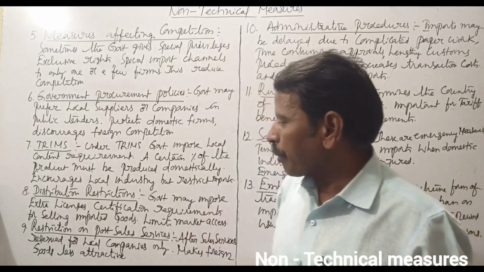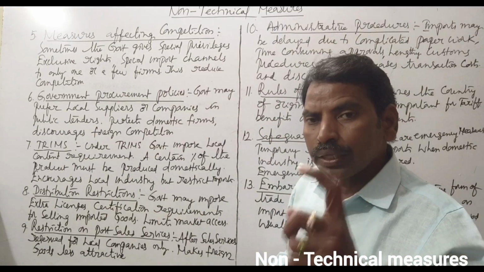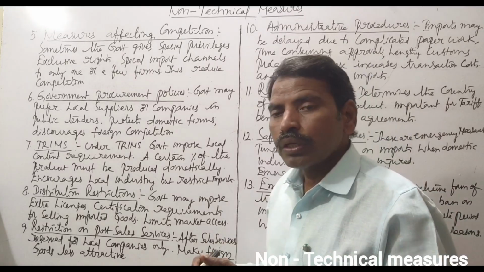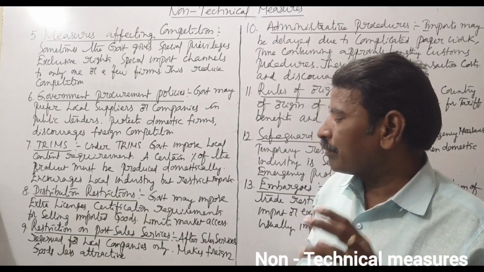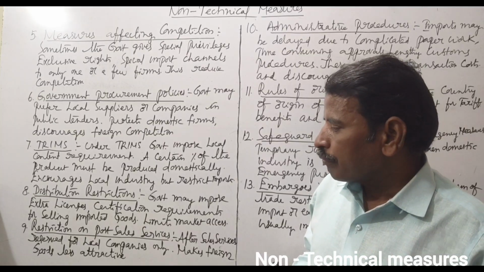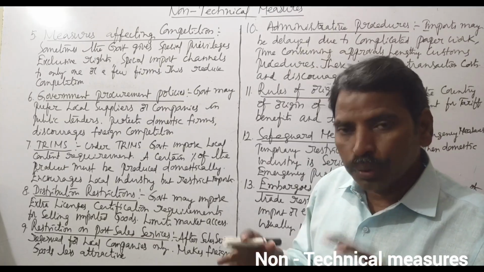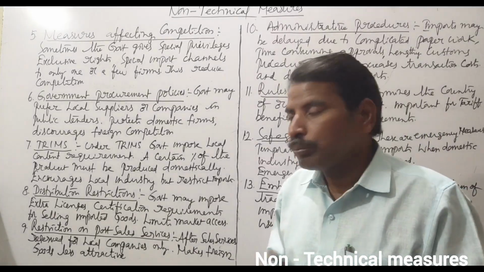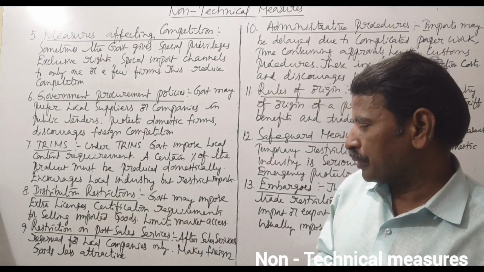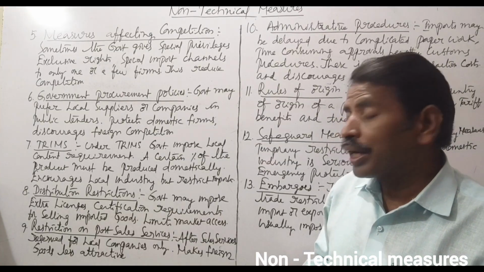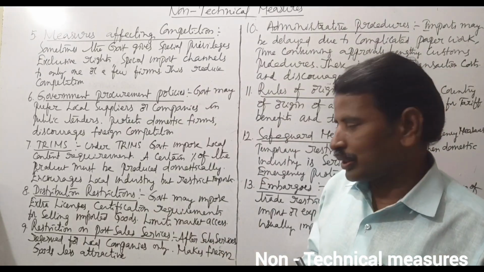Eighth one is distribution restrictions. For selling imported goods, government may impose extra licenses and certification requirements. This limits the market access.